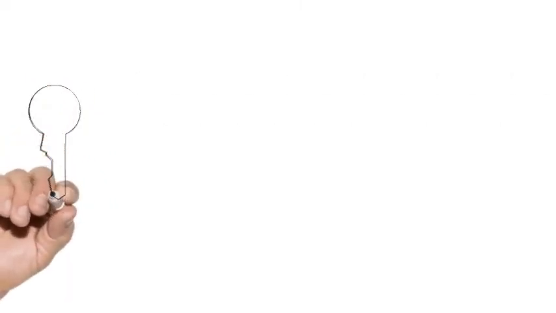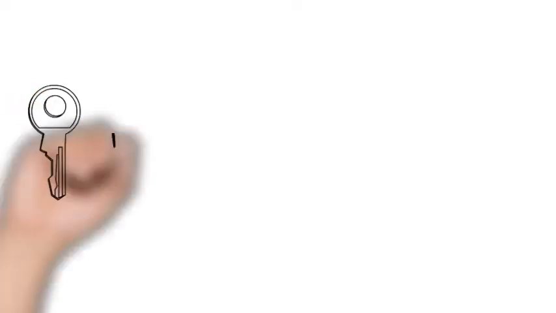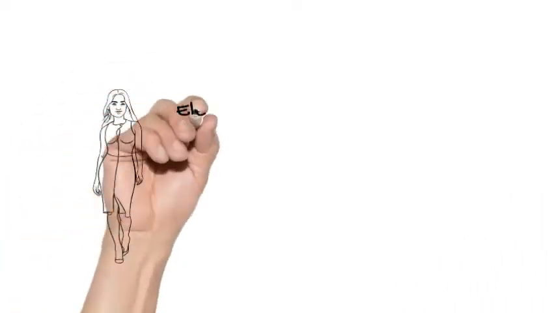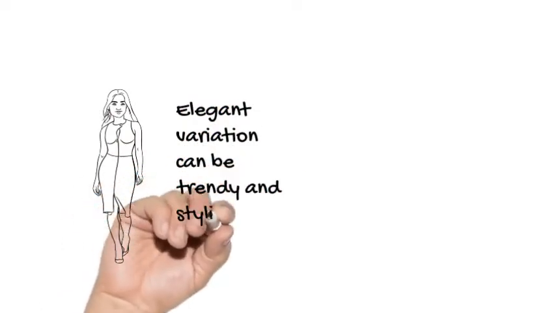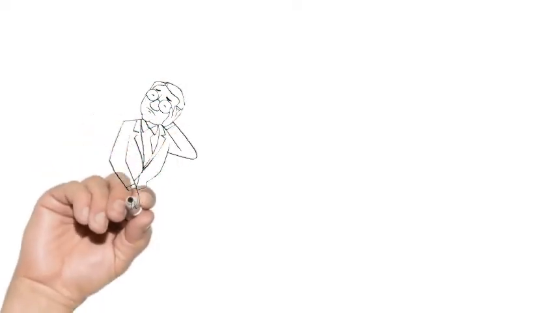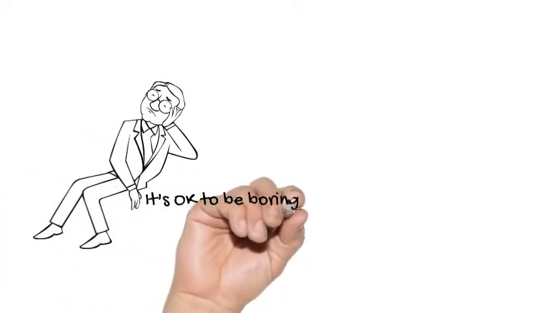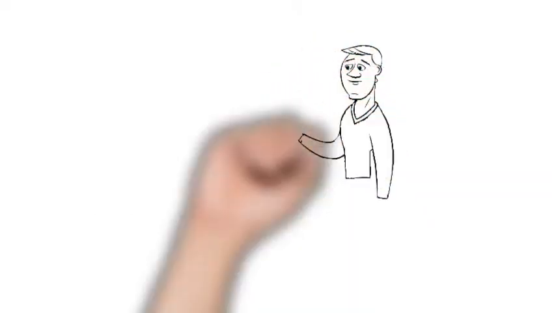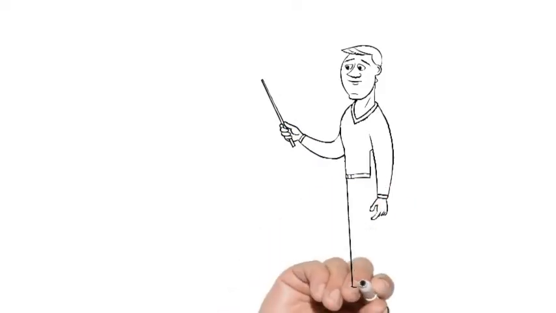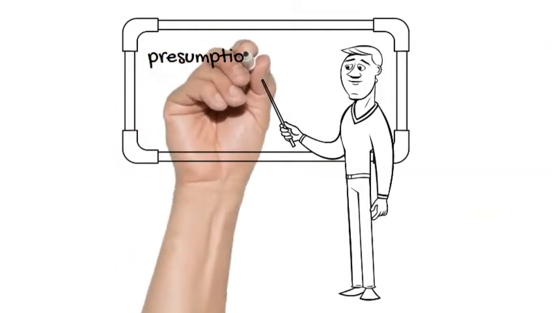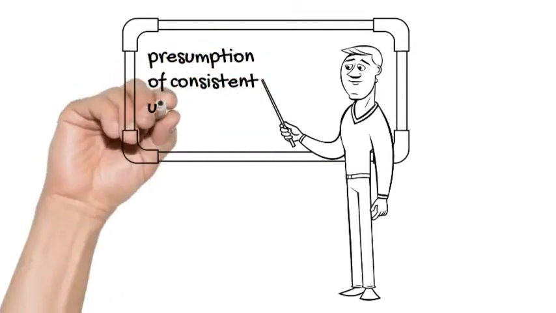Once you've overcome party swapping, the next key is to avoid inconsistent usage of terminology. In non-technical areas of translation, varying terminology can be desirable for elegant variation. But in legal translation, words must be used consistently to express a single idea. This is because of a canon of construction known as the presumption of consistent usage, which basically means that courts will presume that any change in wording signals an intentional change in meaning.